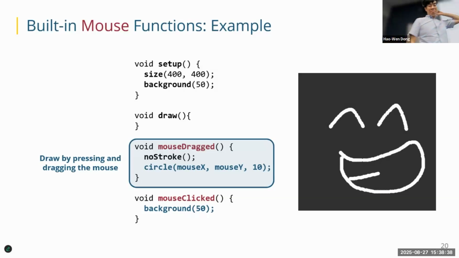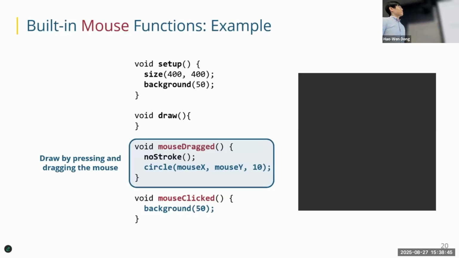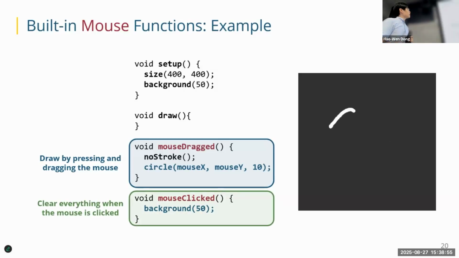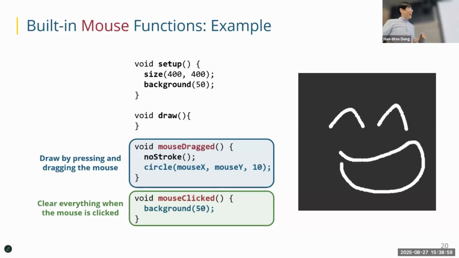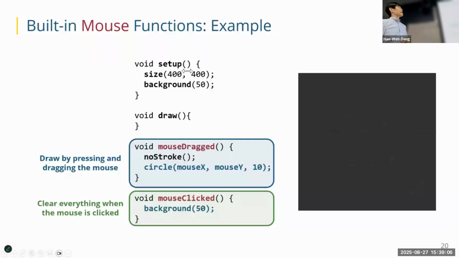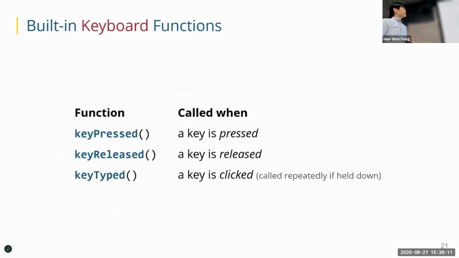So that's one thing I like about Processing. It's so easy to get started with, and then you can already do a lot of stuff without digging into a lot of the details. And you have a lot of built-in functions that are very handy, especially for creative coding. So, mouseDragged, you draw by pressing and dragging the mouse. That's what mouseDragged means. And then mouseClicked, you just clear everything by calling background 50, because that will reset the background and overwrite everything beneath it.